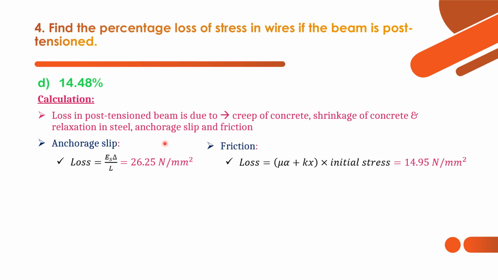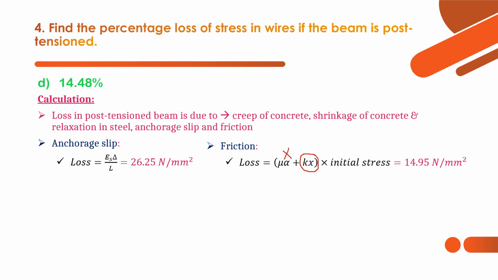And we shall see now the friction. Due to friction, what is the loss? Due to friction, loss is given by mu into alpha plus kx, into initial stress. We have been given the k value. We don't have values of mu and alpha. Mu is the coefficient of friction, alpha is the angle of friction. So we don't have this mu and alpha, so that's why we can neglect that. We can only use the kx value. What is k? K is nothing but the coefficient of wobble effect, that is given as 0.0013.